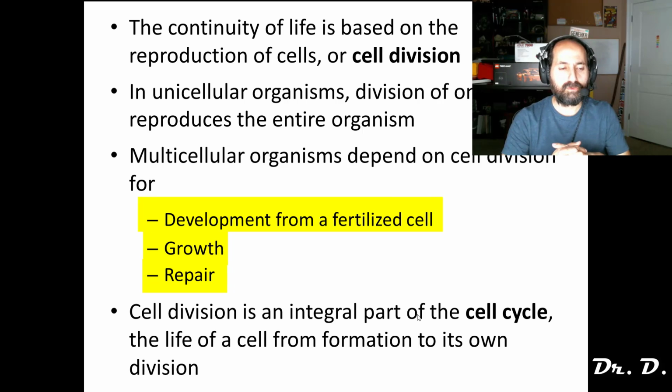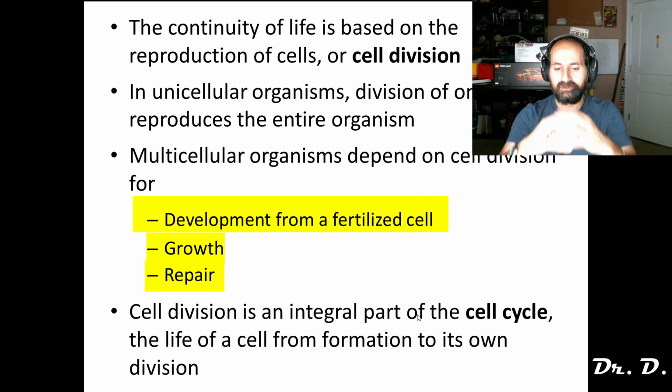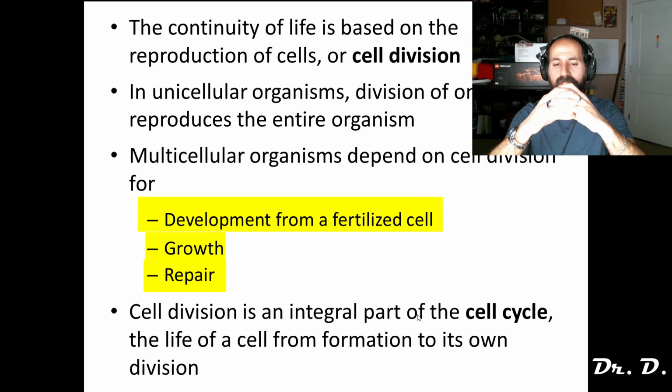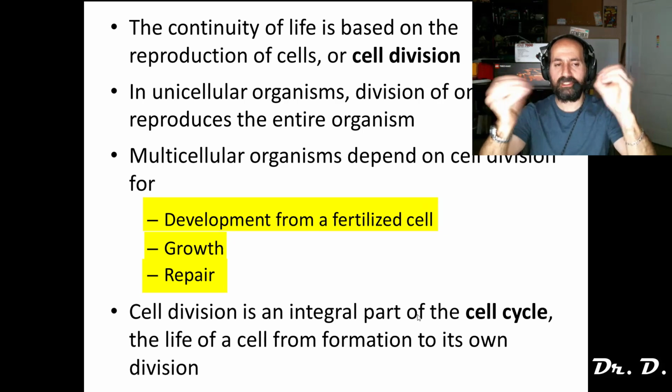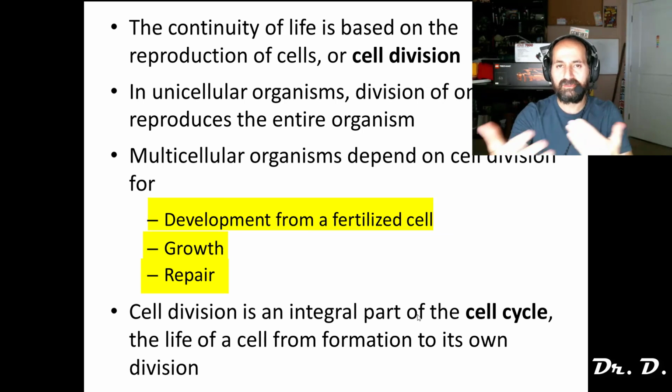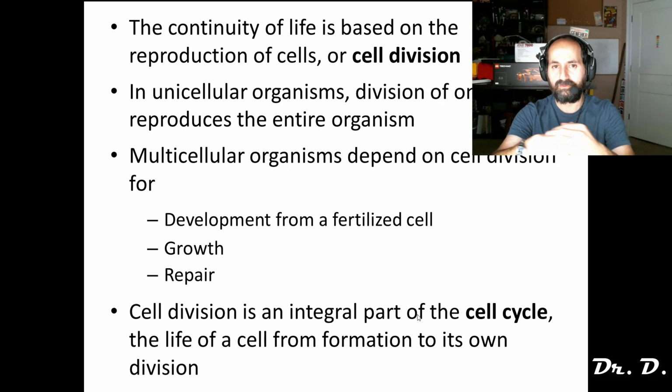If you are a prokaryotic cell, like an E. coli, for instance, or Salmonella, the cell cycle is simply for reproduction. Through asexual reproduction, one E. coli becomes two separate E. coli, whereas in our bodies, obviously, cell division is for repair, for growth, for development.